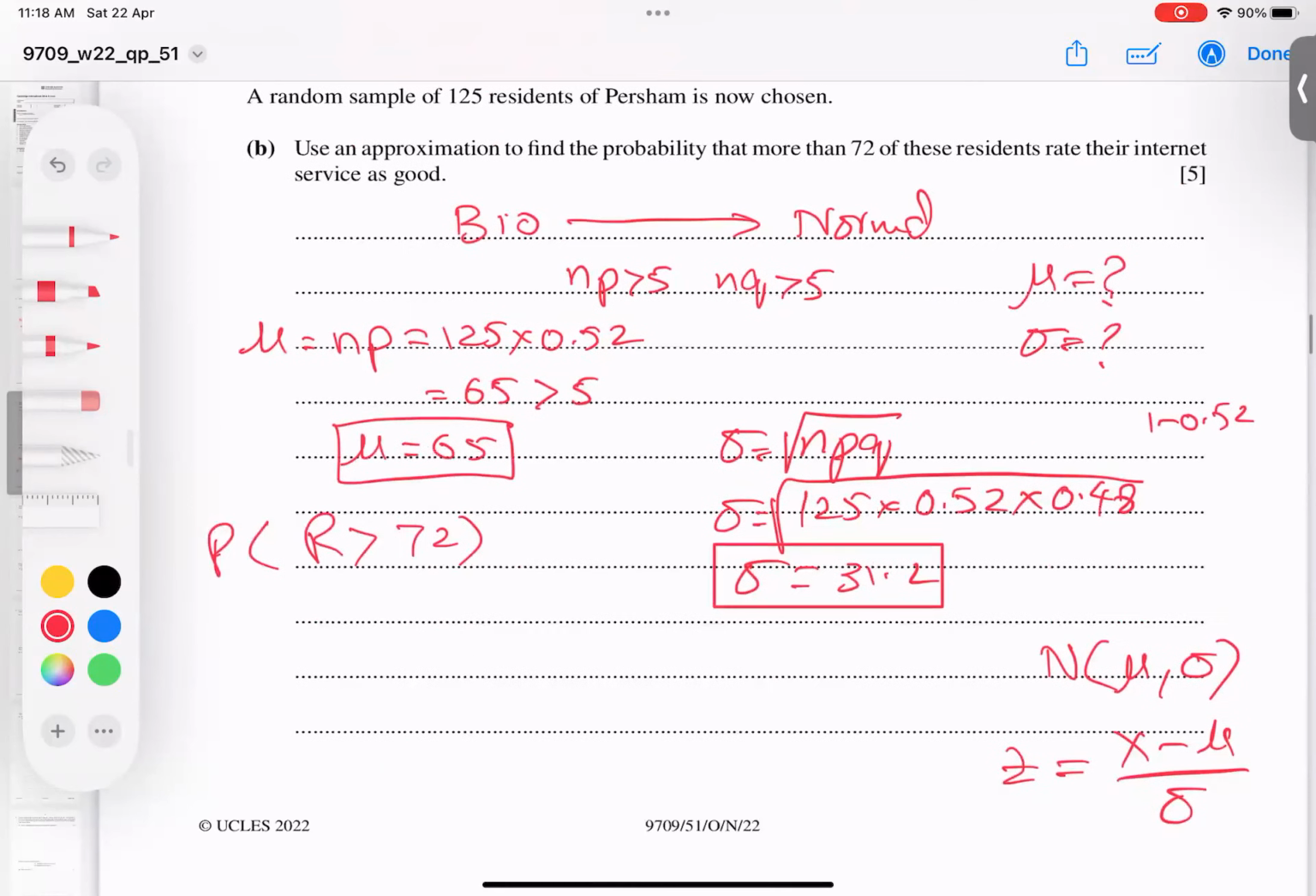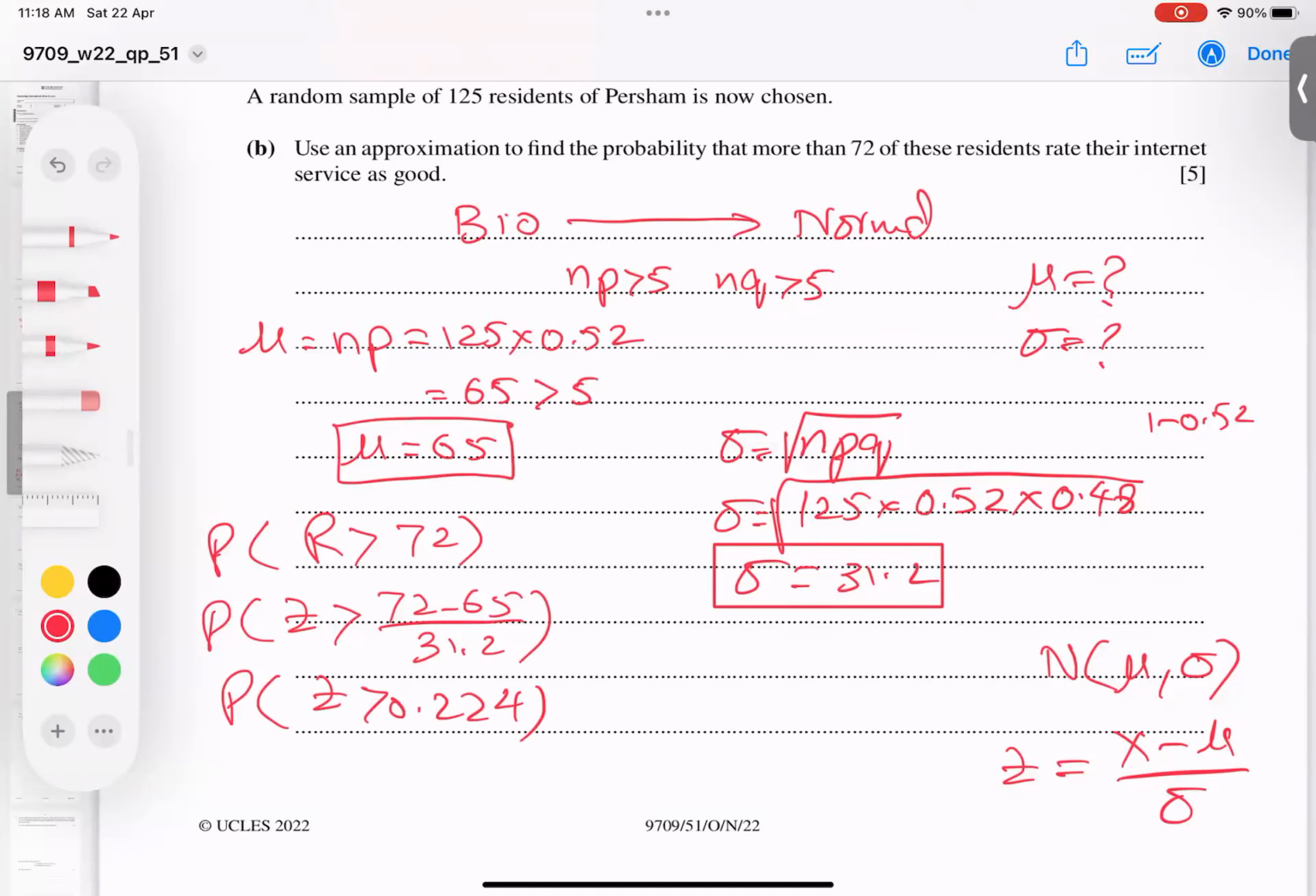Okay, so let's start. According to the situation, I'm writing here Z bigger than 72 minus 65 over 31.2. And if I check it in the calculator, 72 minus 65 divided by 31.2 is coming to 0.224. And we know whenever we do this kind of thing, we have to do it in 3 decimal places.